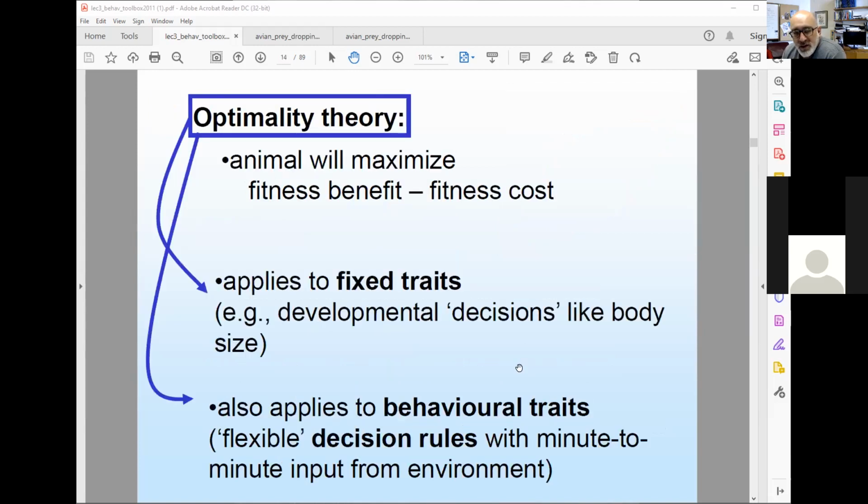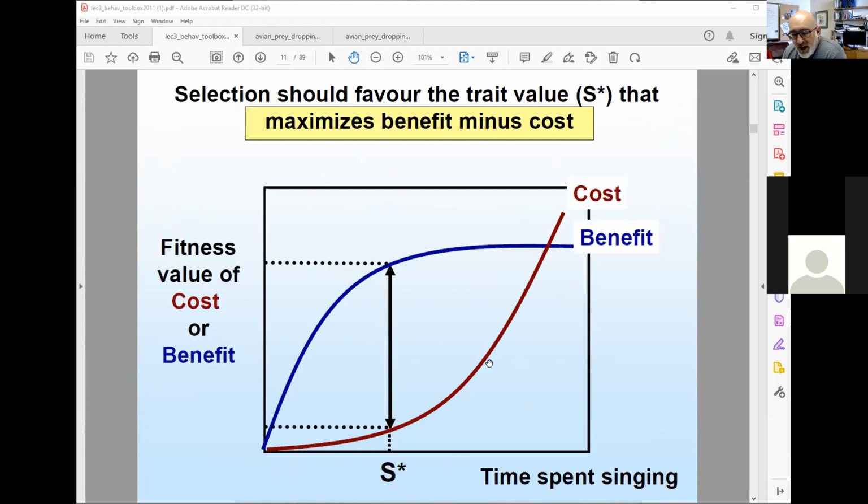So if we go back to this particular graph, we have the fitness value here, and this behavior here is time spent singing, and we're talking about the fitness value in terms of costs and benefits. What's really important is that the currency or the units in terms of costs and benefits are the same. Otherwise, you can't compare them. So it's important that we are able to assess a common currency for costs and benefits.